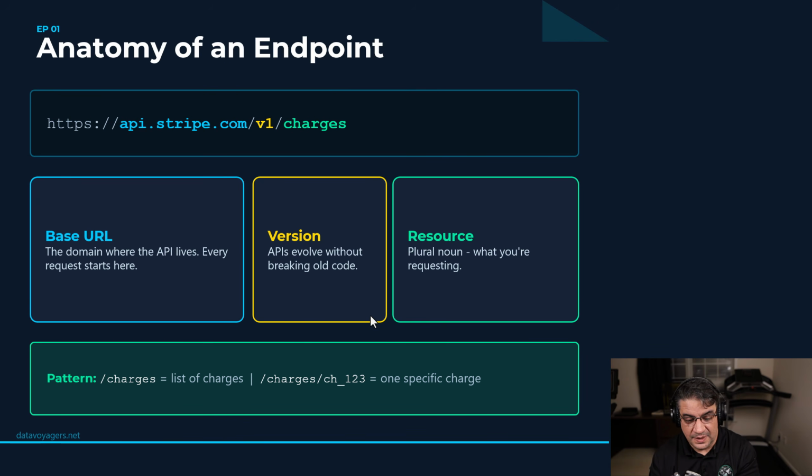All right. And then yes, at the bottom we can see also a common pattern, right? You can have charts, and if you just do a GET charts, you have a list of charts. But if you have charts and the ID, you're looking for a specific one. But again, that depends on how the developers have implemented the REST APIs, okay?